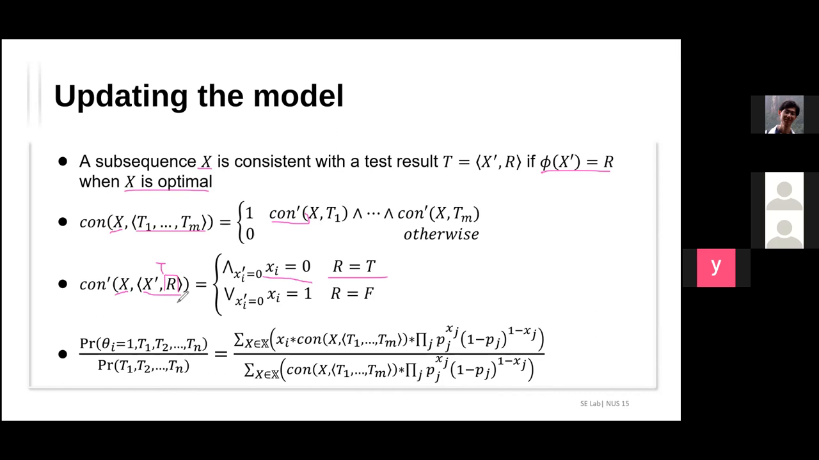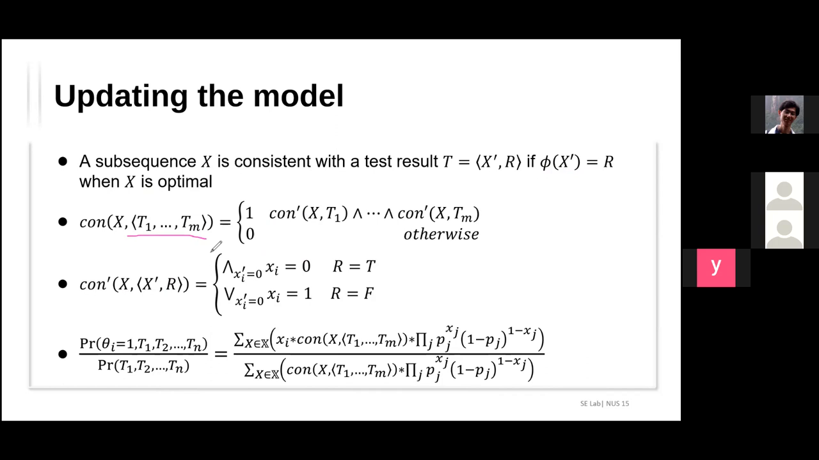So if R equals T, R is a variable over the result. If it passes the test case, then it goes through the first statement. If it fails the test case, then it goes to the second statement. So we are interested in the events when R is equal to F, right? No. Right now, what we are interested in is that it's consistent with all the test cases that have occurred previously.